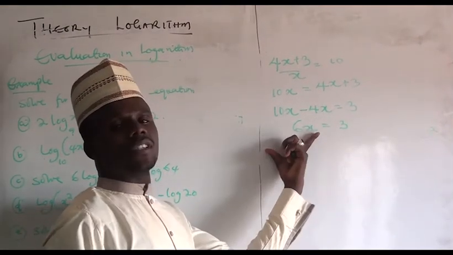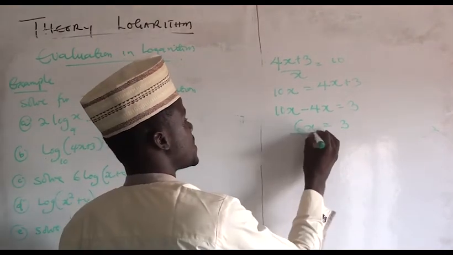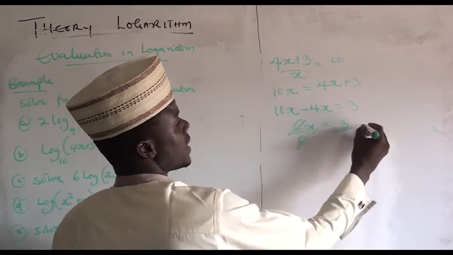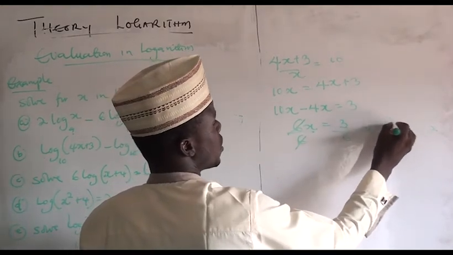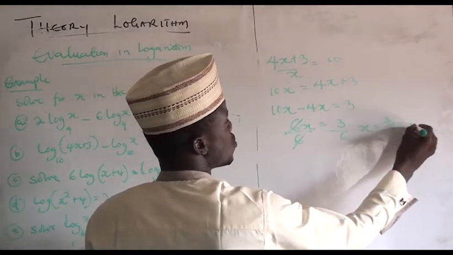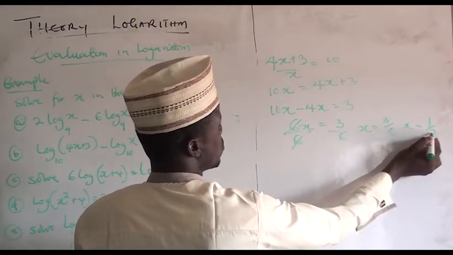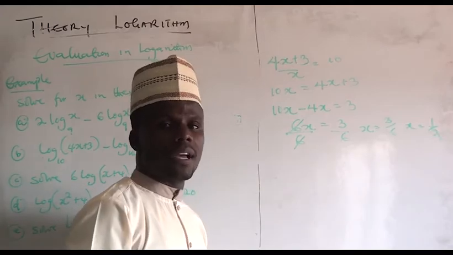Then divide both sides by the coefficient of x, which is 6. Then 6 go with 6. Then x equals to 3 all over 6, which is equals to 1 all over 2. Because 3 into 3, 1, 3 into 6, we have 2. And that is the answer.